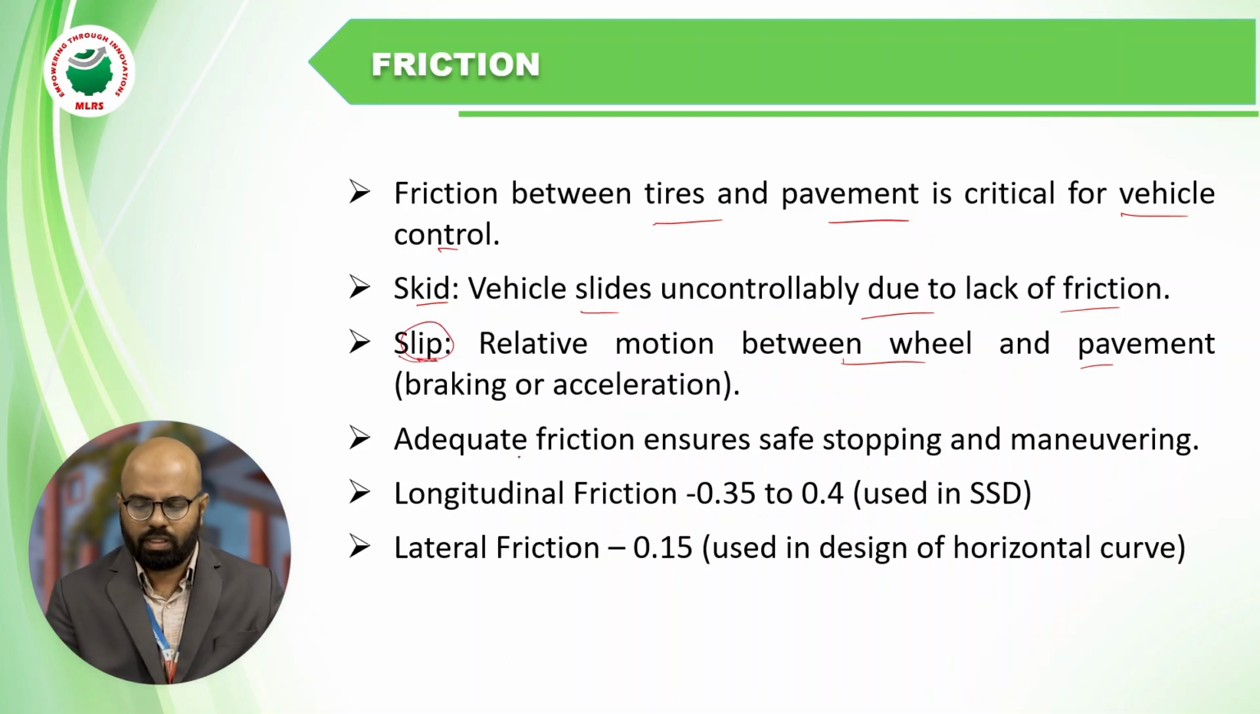Adequate friction ensures safe stopping and maneuvering, as we discussed. In stopping sight distance, friction plays the major role. Longitudinal friction is 0.35 to 0.4. Longitudinal friction means it is along the road, and it is used in the stopping sight distance. And the lateral friction, which is 0.15, is used in the design of the horizontal curve. Lateral friction is across the road.